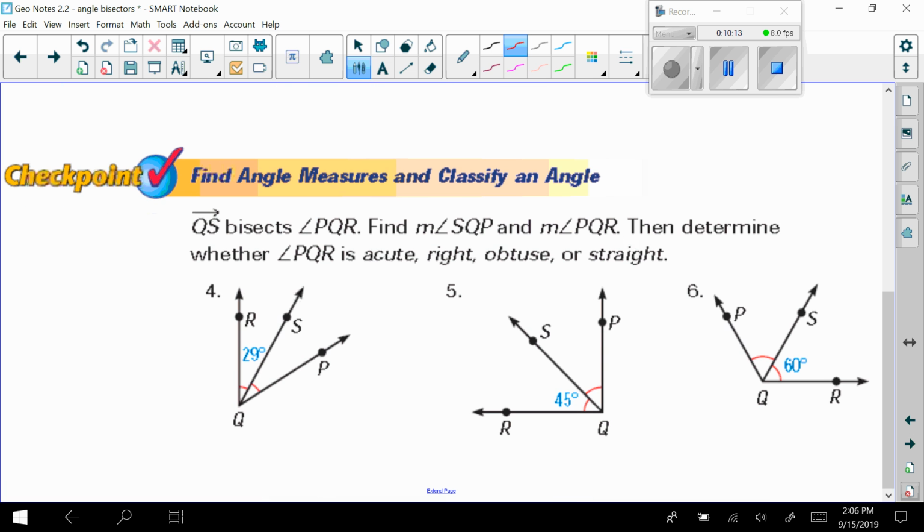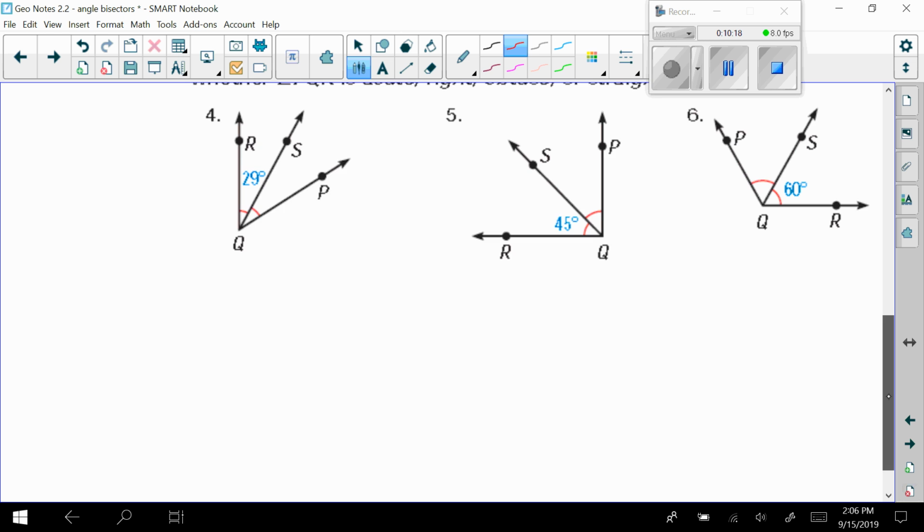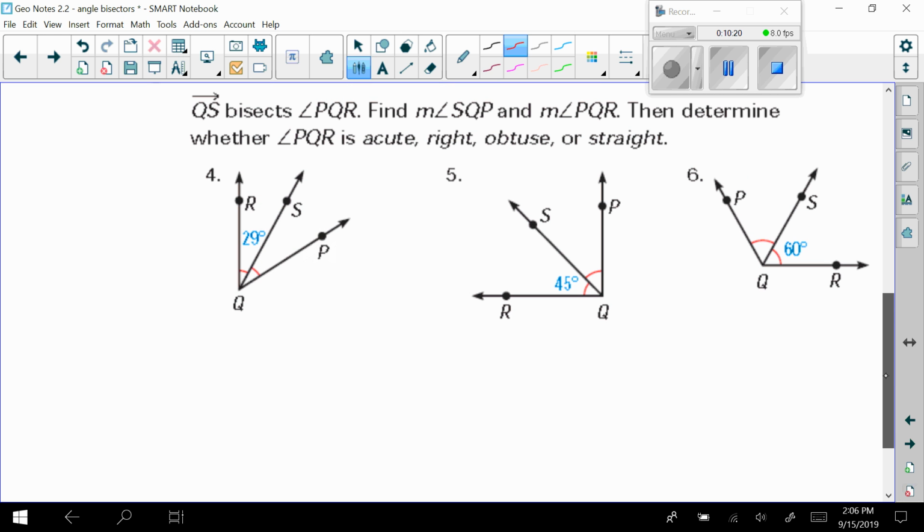All right, so we've got some practice down here at the bottom of this slide. We got some opportunity to practice this skill. So the given information says QS bisects angle PQR. So all of them are angle PQR. They're different measures, but they're all angle PQR. They have a ray down the middle that cuts it into two equal angles. Each of these angles are equal.